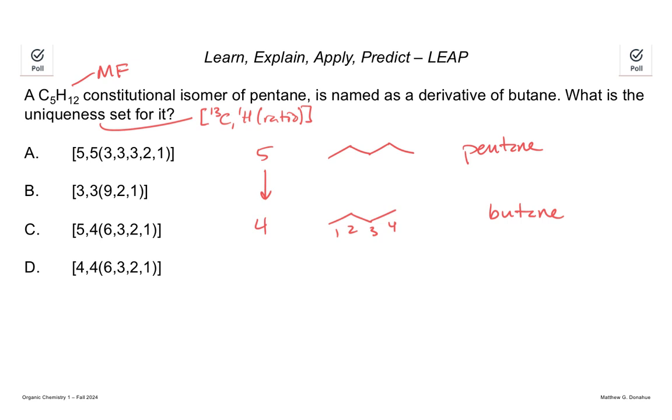So I have 4 carbons. I have 1 more carbon remaining. I have to stick it somewhere along that backbone to make a different compound. So where should I put it that is not going to make pentane? Carbon 2. So it's 1 carbon. So I'm going to draw a line.